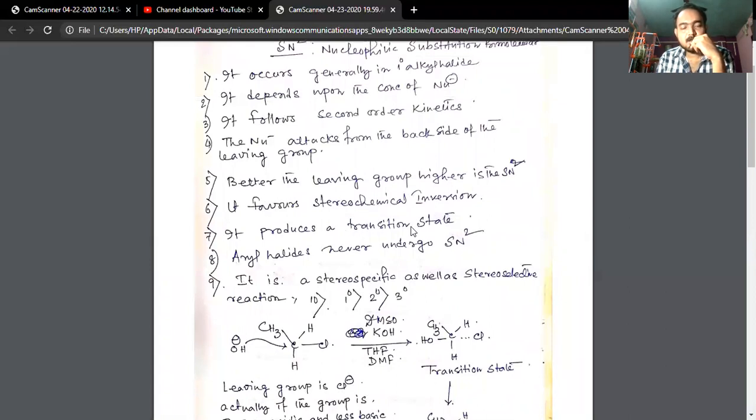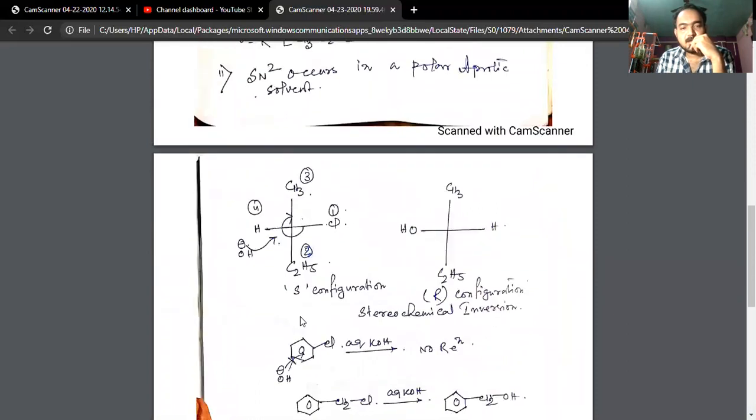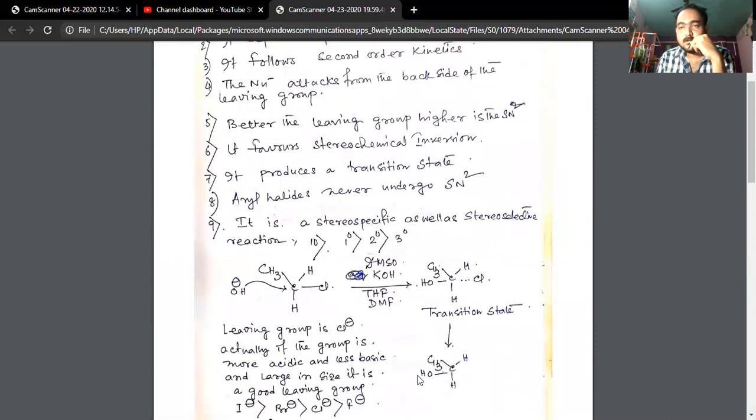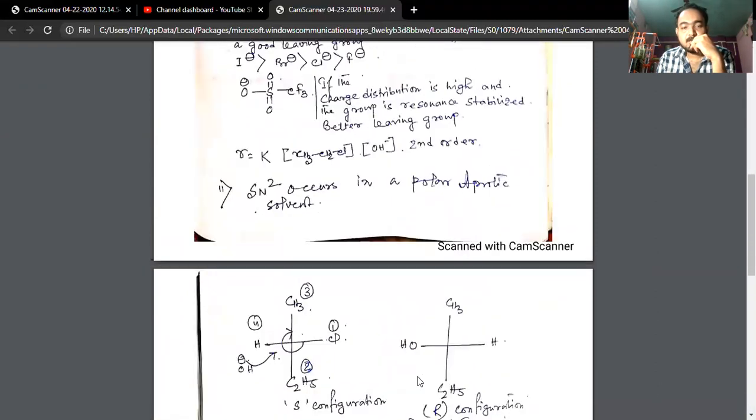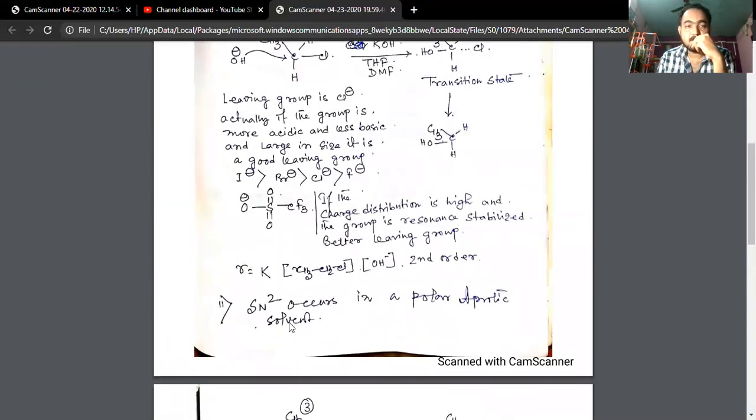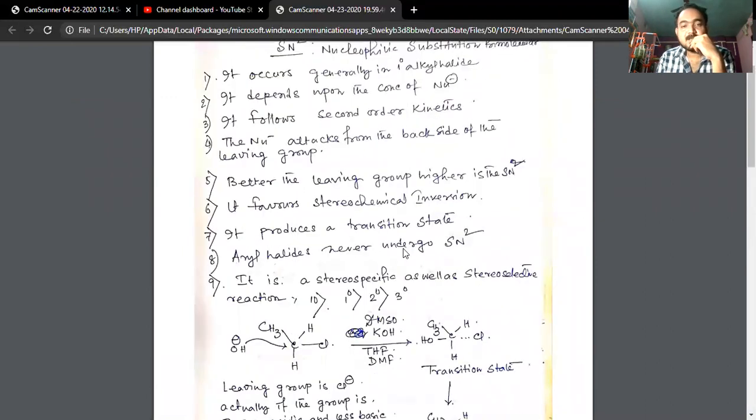Now the better the leaving group, the better the reaction, and it favors stereochemical inversion. I have told you, if the initial configuration is S, then the final configuration will be R. If the initial configuration is R, then the final configuration is S. So you should see stereochemical inversion by your absolute nomenclature. Now you can see here it produces a transition state. Always remember, a transition state is not a reaction intermediate. It is a state with a very small lifetime, and it dissociates easily and you cannot trap it. The lifetime is approximately 10 to the power minus 14 to 10 to the power minus 16 seconds.